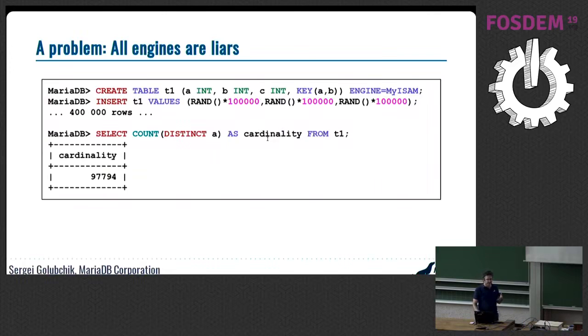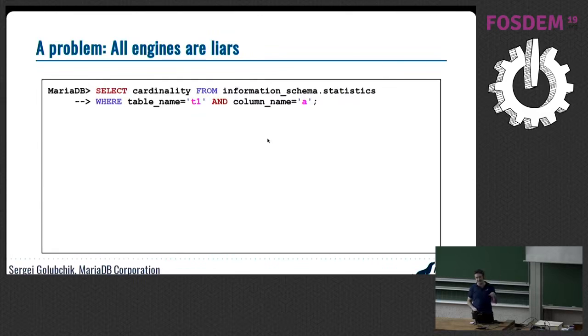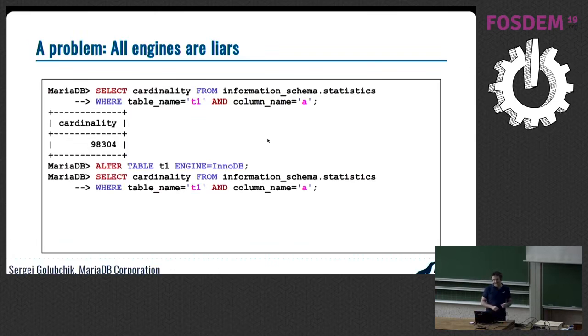It was 400,000 rows, and numbers are between 0 and 100,000, so it should be about 100,000 distinct values, and this is exactly what I got. But this query takes a lot of time to calculate, so usually the optimizer relies on some imprecise estimations done by the engine. The engine is MyISAM here, and I asked the engine for the estimation of how many distinct values are in the index. MyISAM estimated a number which is not exact, but it's within 1%, which is good enough from the optimizer planning point of view.